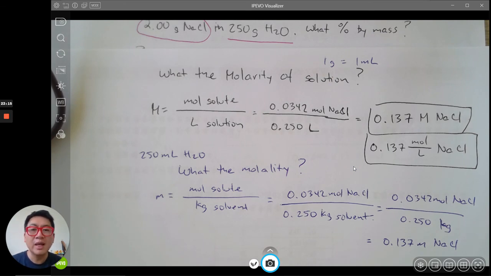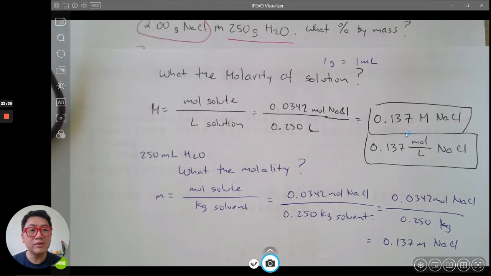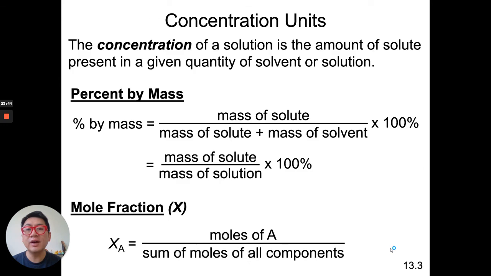Anyway, so that is the basics of our 4 different units of concentration. We have molarity, capital M, moles per liter, also called, when we say it, molars. Molality, lowercase m, we call them molos. So again, we could say 0.137 molars or 0.137 molos. And we also have other units, percent by mass and mole fraction. Okay, so that's it for right now. Next time we'll be talking about how to convert between some of these units.